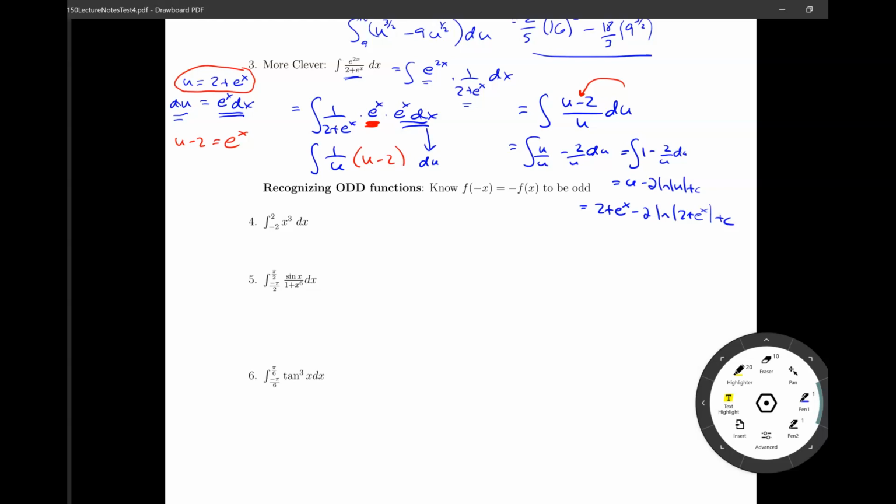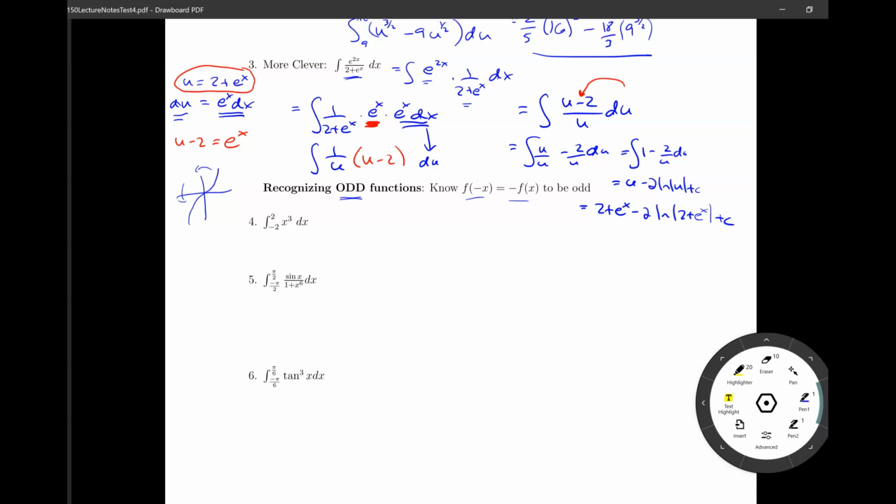Okay, so we know what it means for a function to be odd. We know that the graph looks like x cubed, right? So it flips over here and it flips down here. And we know that this is the algebraic step to check that a function is odd.